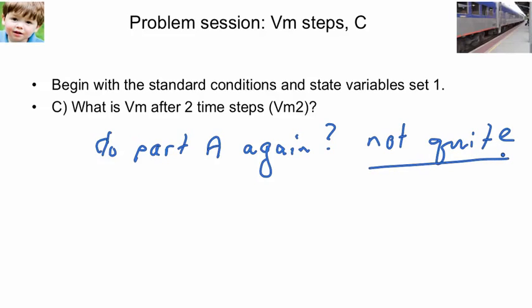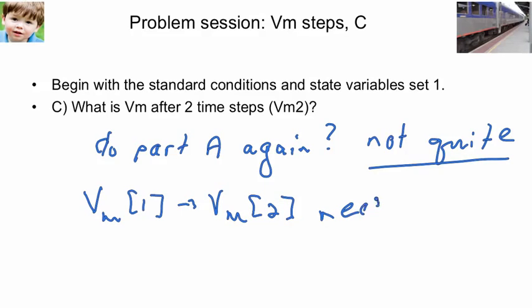To go from Vm1 to Vm2, you need to use N1, M1, and H1. That is to say, not the original values of N, M, and H, but the new values of N, M, and H. And if you do that, you should be able to get it just fine.